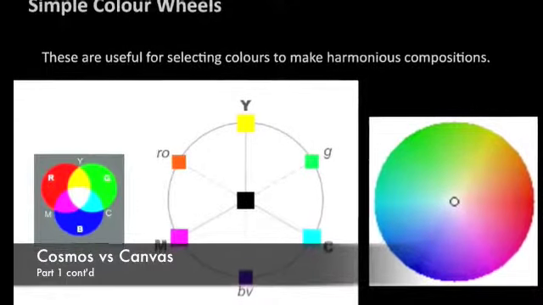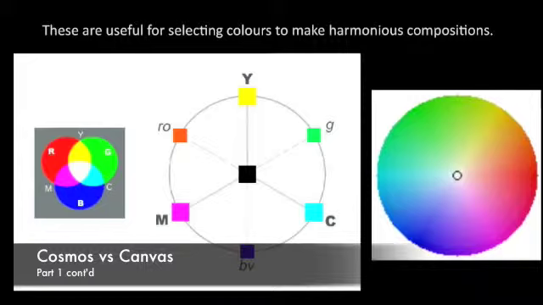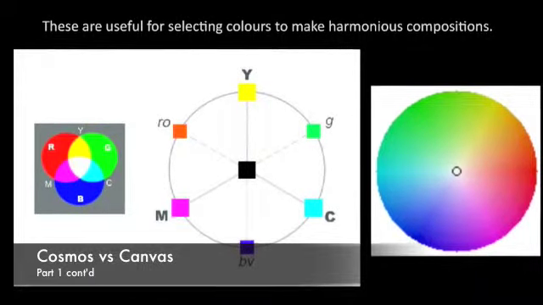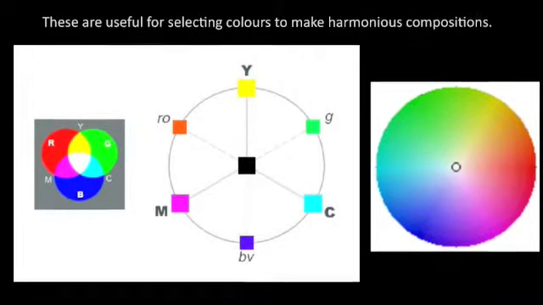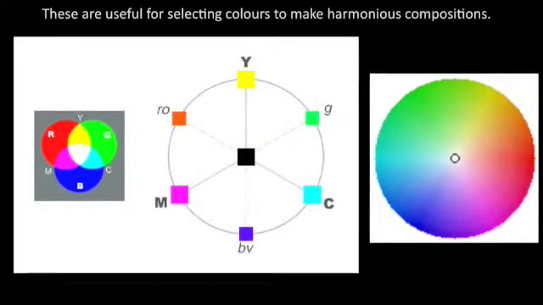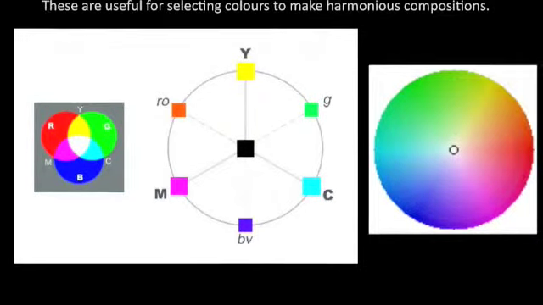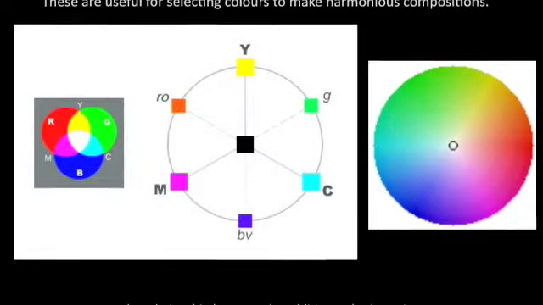Simple color wheels. How do we choose our colors then? What happens for a Newtonian color wheel is you can distribute the color on a wheel, and this is what you see in your computer programs, right? This is the version of it. So here we have yellow, green, cyan, blue, violet, magenta, and red, orange.